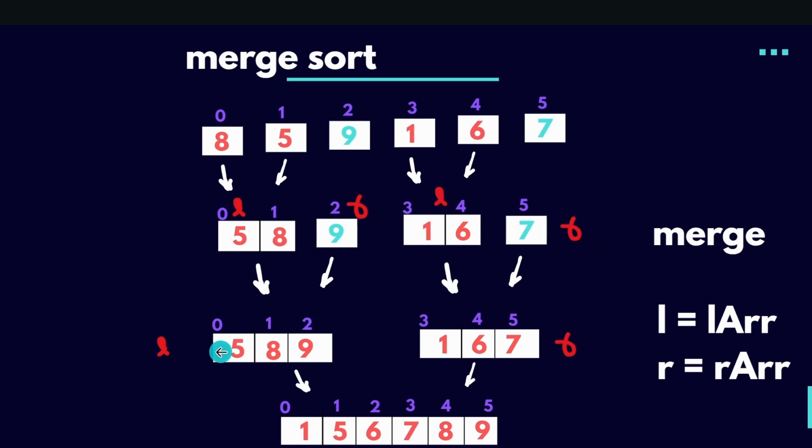Finally you are going to get an array of 3 elements here and an array of 3 elements here. Here L means the left array: in the left array you have 5, 8, 9. The right array has 1, 6, 7. While merging both of them, you are going to get the final array in sorted order.